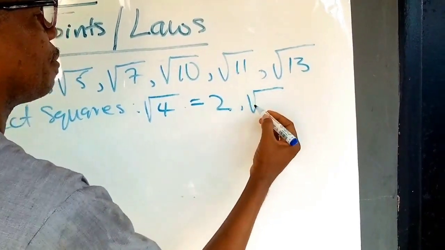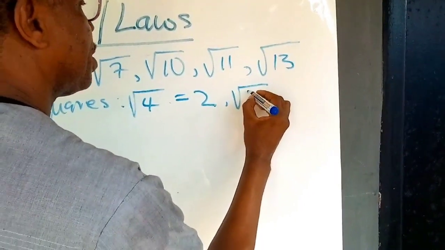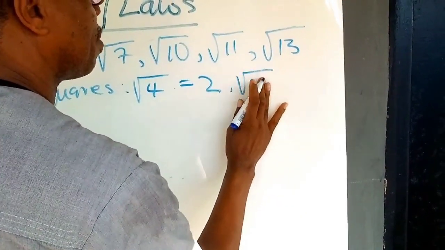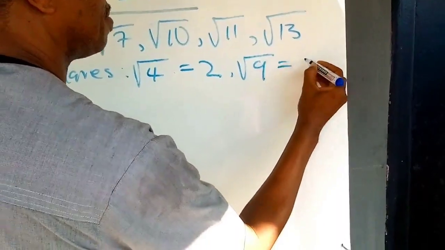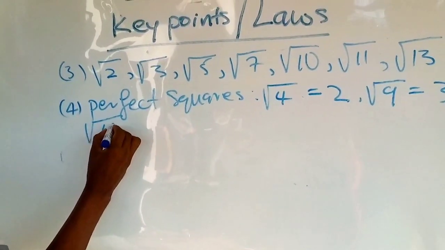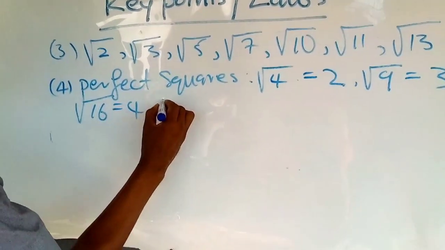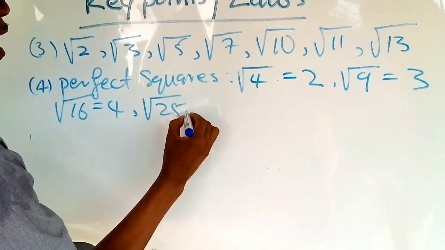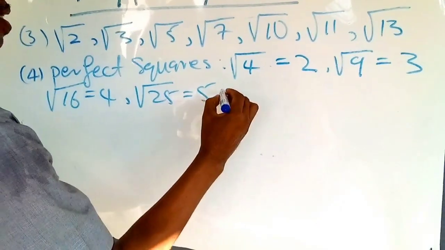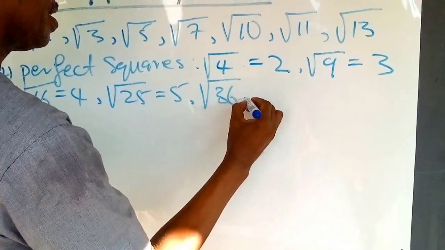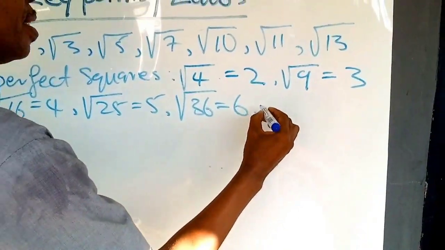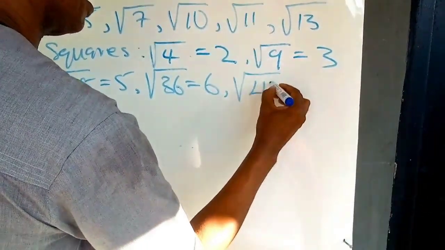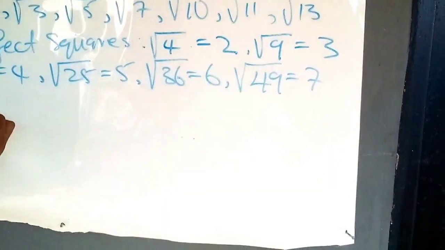Square root of 16. Now let me start from 9. Square root of 9, same thing as 3. Square root of 16, same thing as 4. Square root of 25, same thing as 5. Square root of 36, same thing as 6. Square root of 49, same thing as 7.